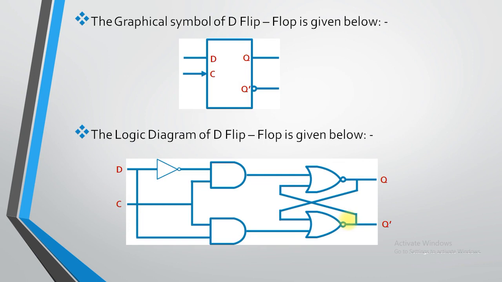The only change you need to make is what? First change is, instead of S and R, there is only one input signal, that is D. In the logic diagram, you need to draw a NOT gate over here with the first AND gate, and you need to take a cable from the first AND gate to the next AND gate. The remaining portion remains as it is.